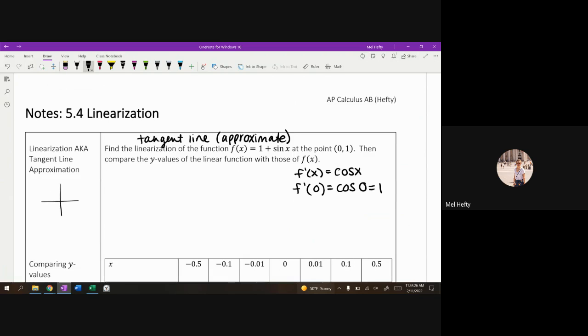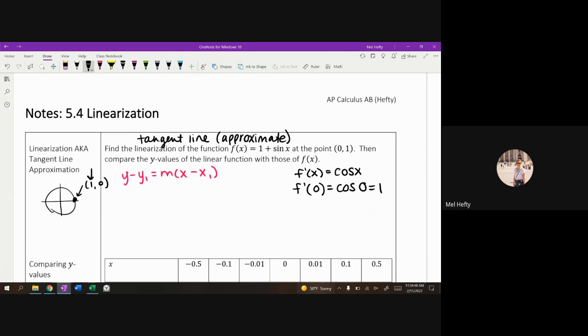If you're wondering why, here's your unit circle. Here's the point at the angle 0. This point is 1, 0. Your x value is your cosine. So what we're going to do is write our tangent line. A reminder, we usually use this form to write it. That's our point slope form.